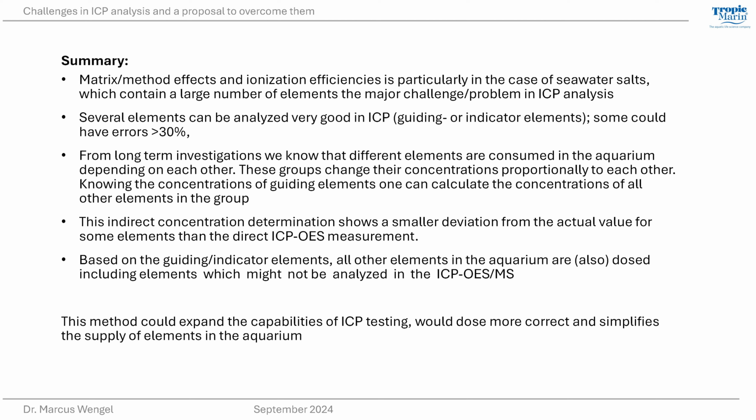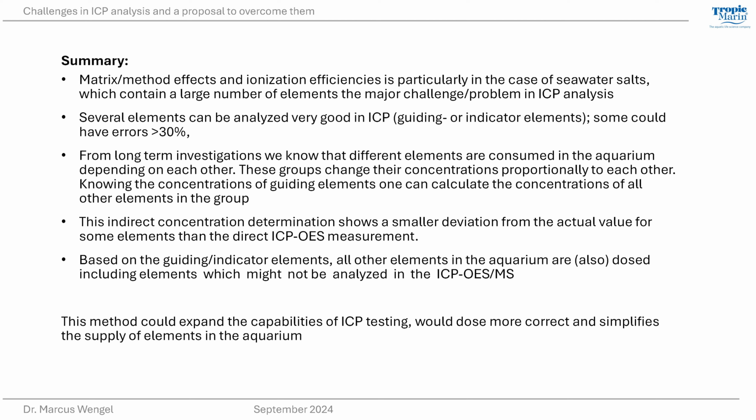From long-term investigations, we know that different elements are consumed in the aquarium depending on each other. These groups change their concentration, as I told you, in the same proportion to each other. Knowing the concentration of these guiding elements, one can calculate the concentration of all other elements in the group. With one guiding element, all other elements in the group can be dosed. So this is an indirect concentration determination, but it shows a smaller deviation from the actual value for some elements than the direct ICP-OES does. So we are better than ICP measurements with dosing of these groups.